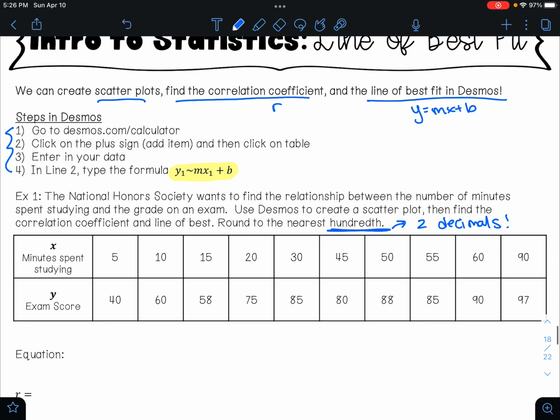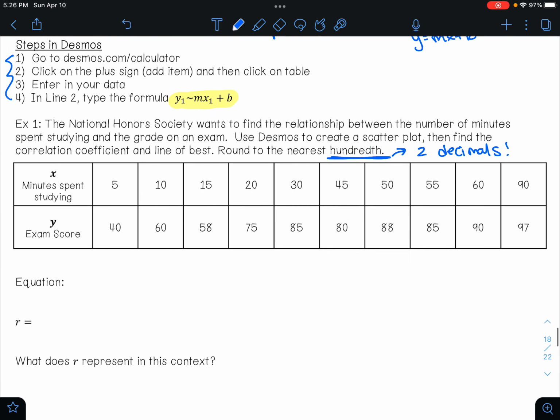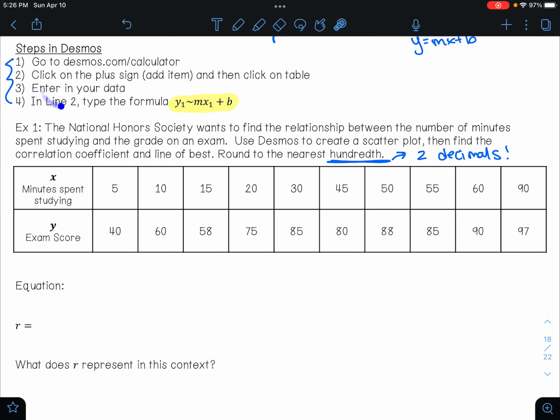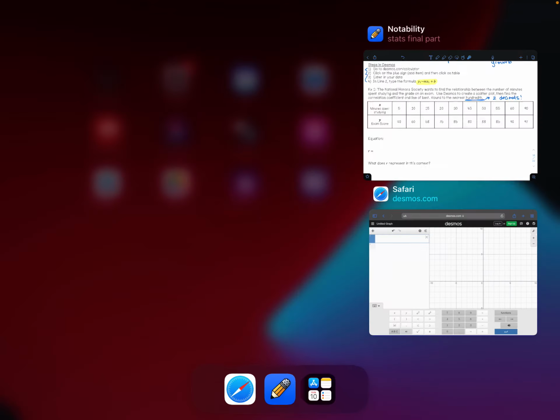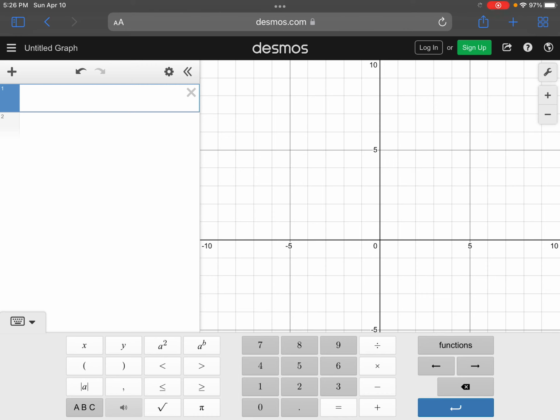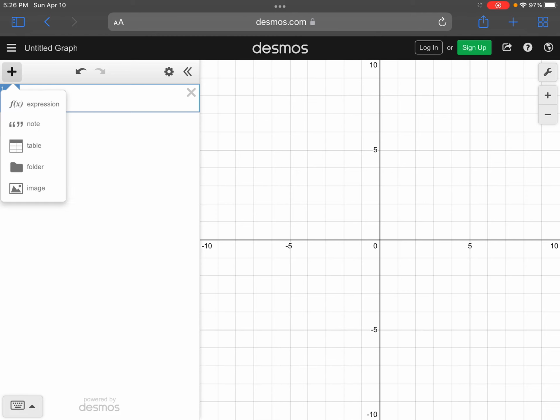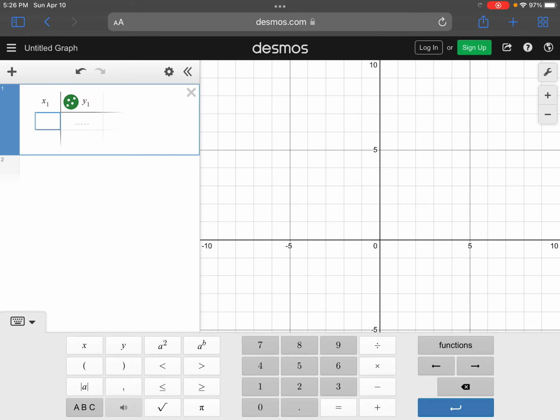So here we have our table of values, and what we're going to do is plug into these steps right here in Desmos. So I'm going to go ahead and open up Desmos, and over here on the top left hand corner, I'm going to click on the plus sign, and I'm going to click on Add Table. And so I'm just going to copy from our notes.